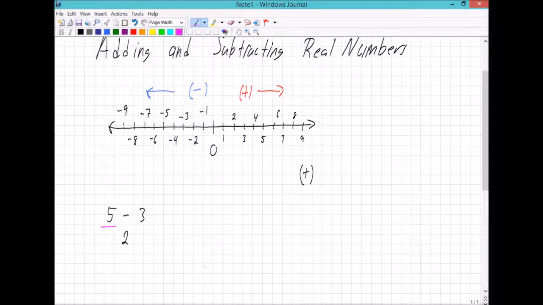But if we're looking at it on the number line, we're starting at our first number. Our first number is 5. So we start here. And then it says, go to the left 3. The negative sign means go to the left, as is shown on the number line up here. So I start at 5, and then I go to the left 3 spaces. And where do we end up at? We end up at 2. So 5 minus 3 was 2.